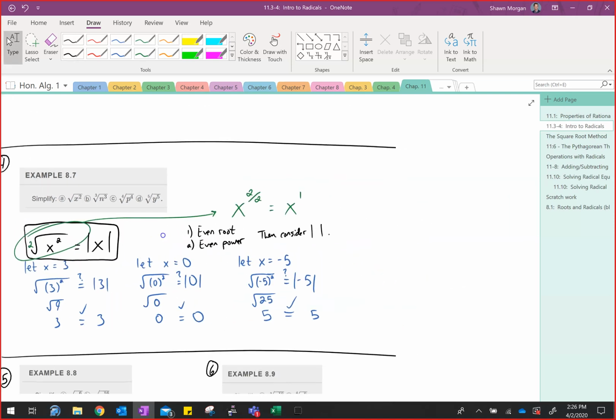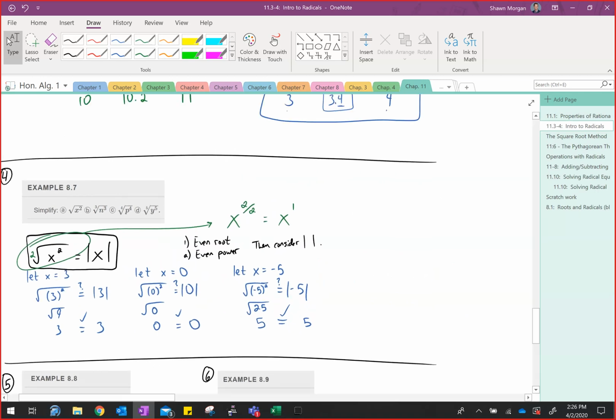The whole purpose of absolute value right there is to ensure non-negativity. So if I gave you the example of the square root of x cubed, the way that simplifies out is the square root of x squared times the square root of x, which we would say is the absolute value of x times the square root of x. But then this absolute value becomes redundant. What is the purpose of absolute value?